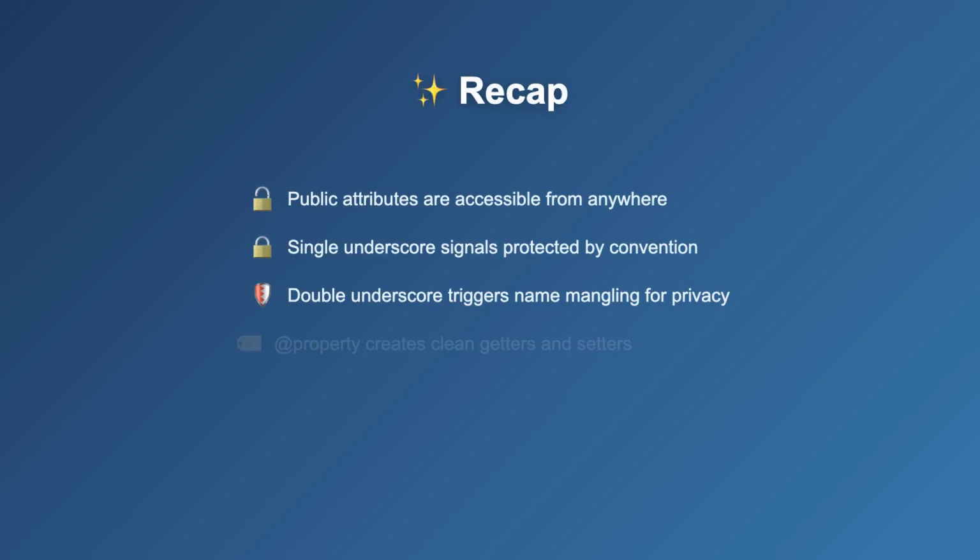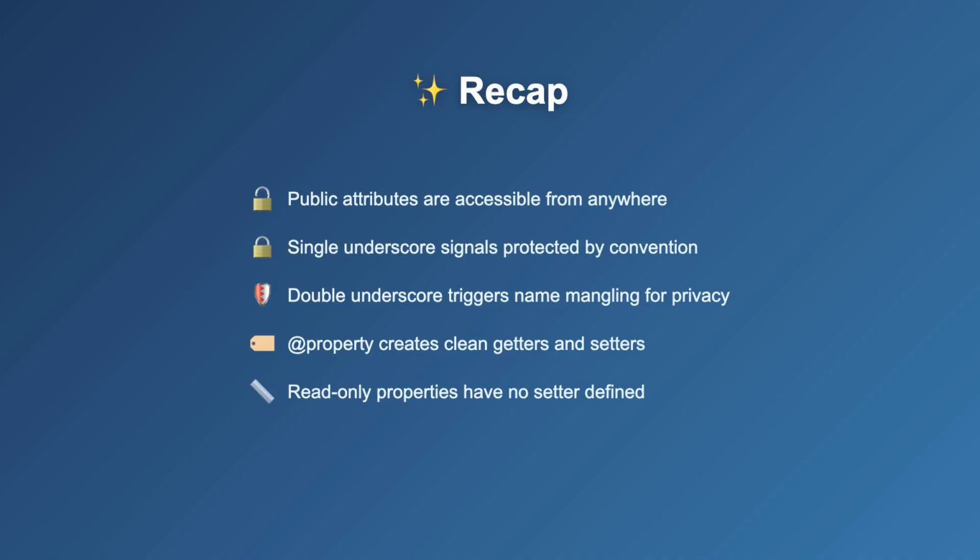Let us recap encapsulation in Python. Underscore signals protected, double underscore is private. Properties create clean getters and setters. Validation in setters protects data integrity.